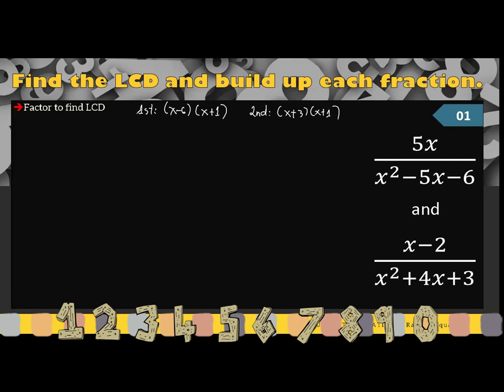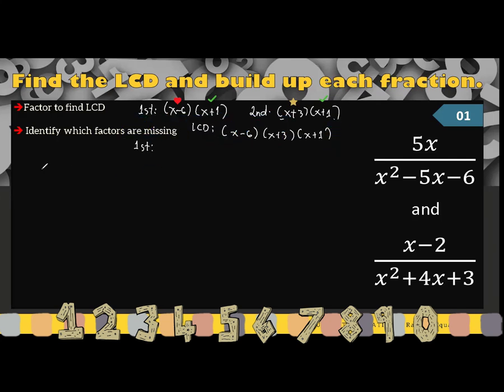Now find the LCD. We have a unique factor for the first polynomial, which is x minus 6. Then we also have a unique factor for the second polynomial, which is x plus 3. Since both polynomials have x plus 1, we can only write this once. The LCD will be the product of x minus 6, x plus 3, and x plus 1. Now, our second step is to identify which factors are missing.